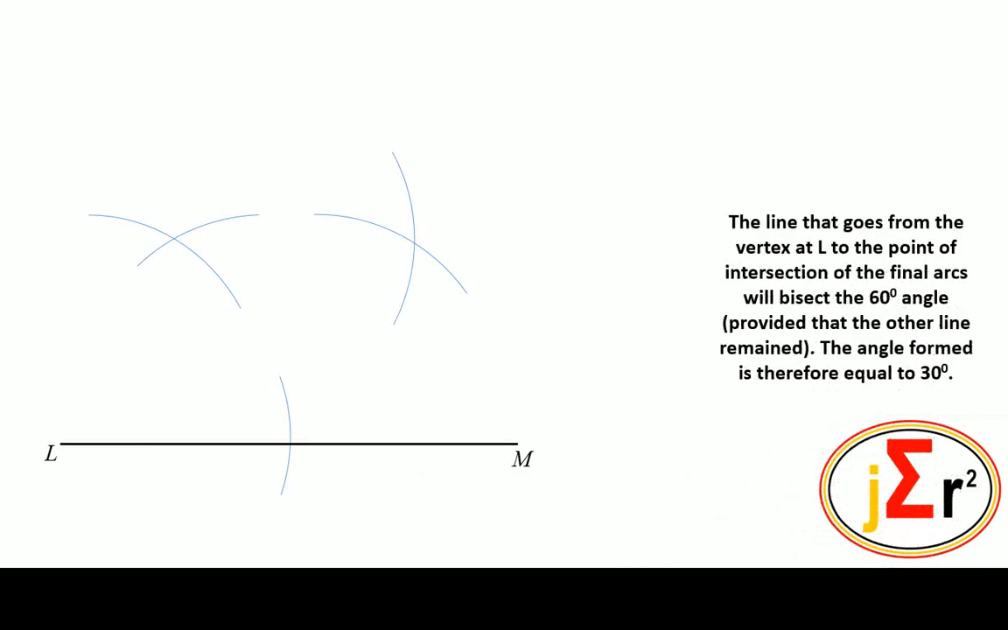The line that goes from the vertex at L to the point of intersection of the final arcs will bisect the 60 degrees angle. Well, there's no vertex there, provided that the other line remained. Oh, yes, so it would have been a vertex if the other line remained. But the other line is not there. So if the other line remained, then there would be a vertex here. And, of course, there is where you will put the point of the pencil and complete the 30 degrees angle by drawing the line all the way through there. So the angle formed is therefore equal to 30 degrees.